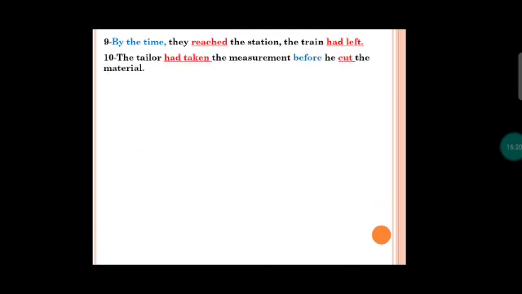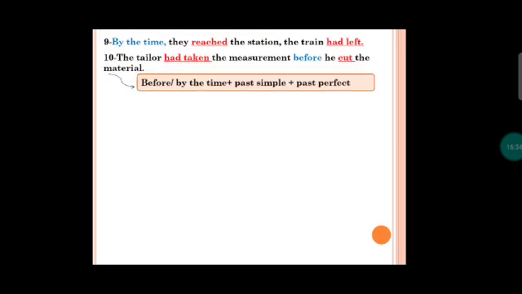The tailor had taken the measurements before he cut the material. He had taken the measurements first, followed by the second action. He cut the material. So before, by the time, should be followed by the second action, which is past simple, then the past perfect.